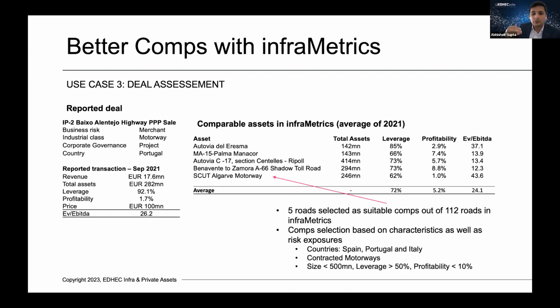And that's based on the country selection. Our deal under consideration is in Portugal, so we looked at Spain, Portugal, and Italy. So South European countries. Contracted motorways, that's what we are interested in. And finally, we looked at size that's less than 500 million, leverage that's greater than 50%, profitability that's less than 10%. So we have come up with some systematic rules to match the deal that we are interested in, and figured out that yes, these are the comps that we are interested in.